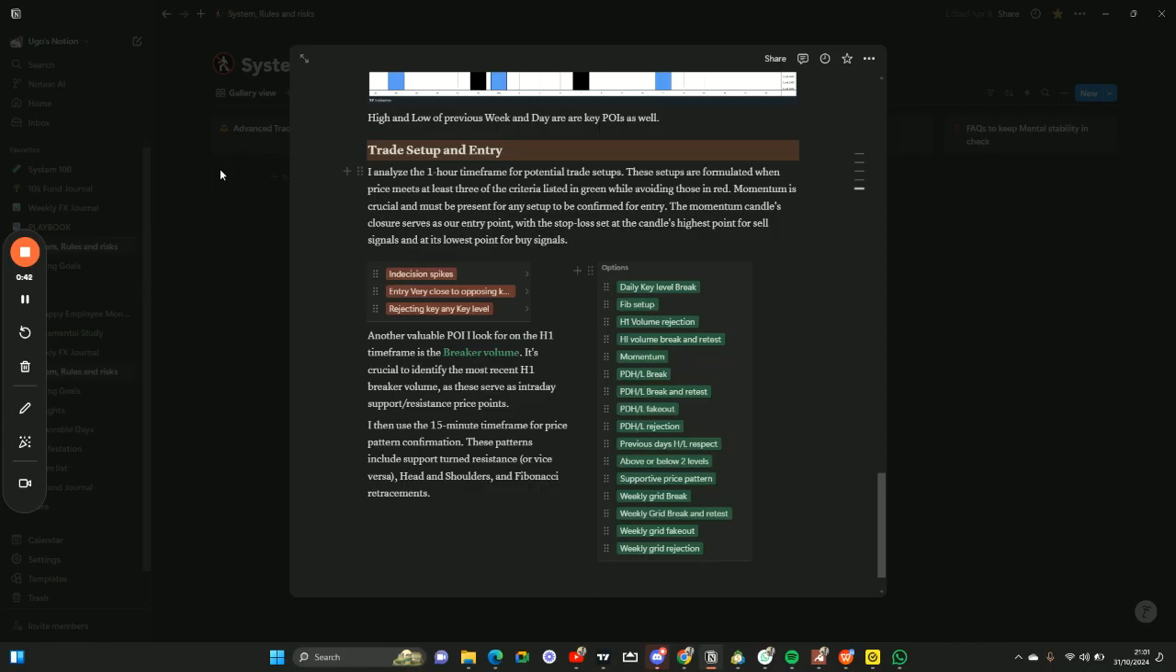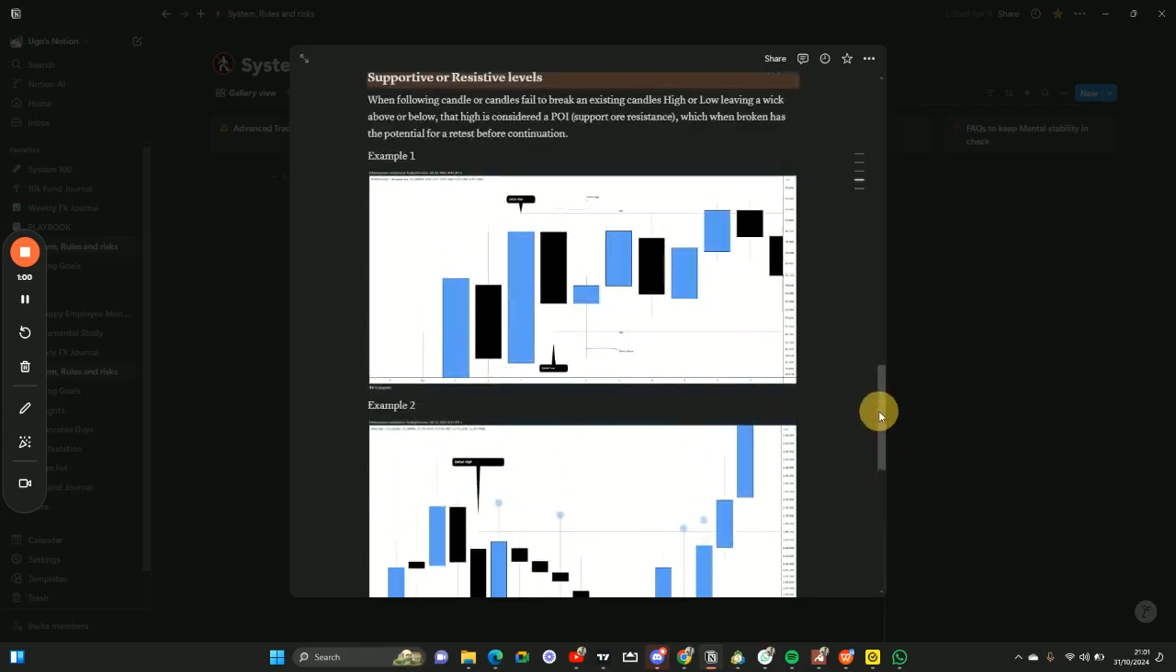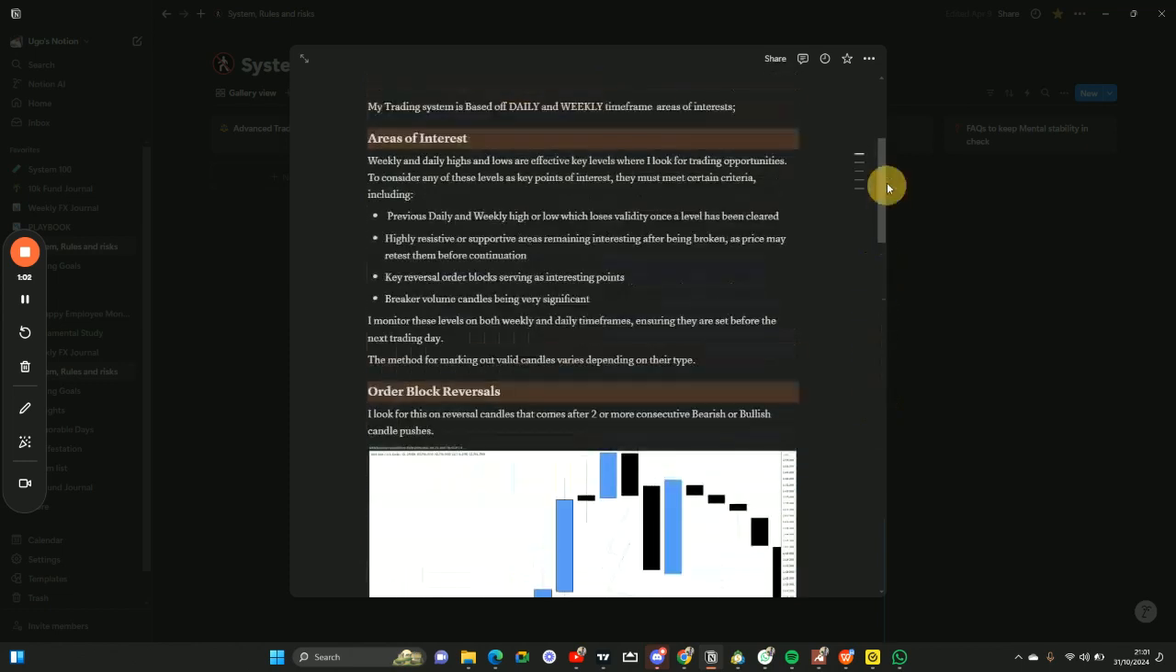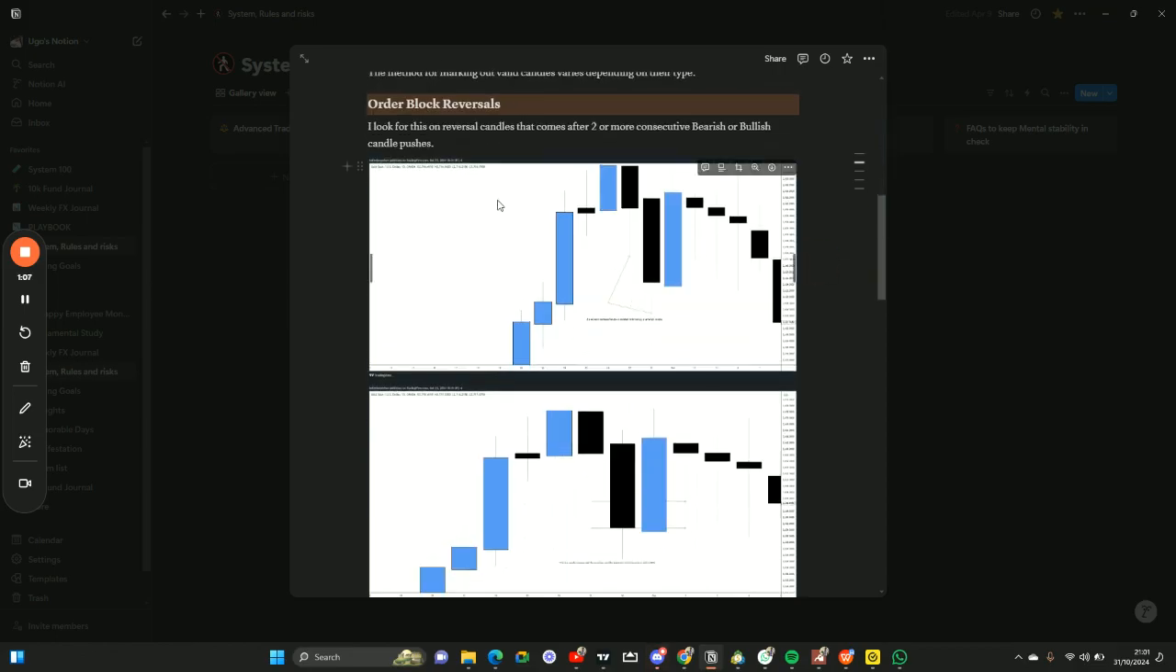Okay, so here you can see what I wrote. I analyzed the 1 hour time frame for potential trade setup. So we look at the weekly and daily time frame to mark out our POI. Also, something that I forgot to mention yesterday: these POIs that you are marking out on the daily time frame, you also do that on the weekly time frame. You do that on the weekly time frame first, and then come down to the daily time frame and do the same thing.